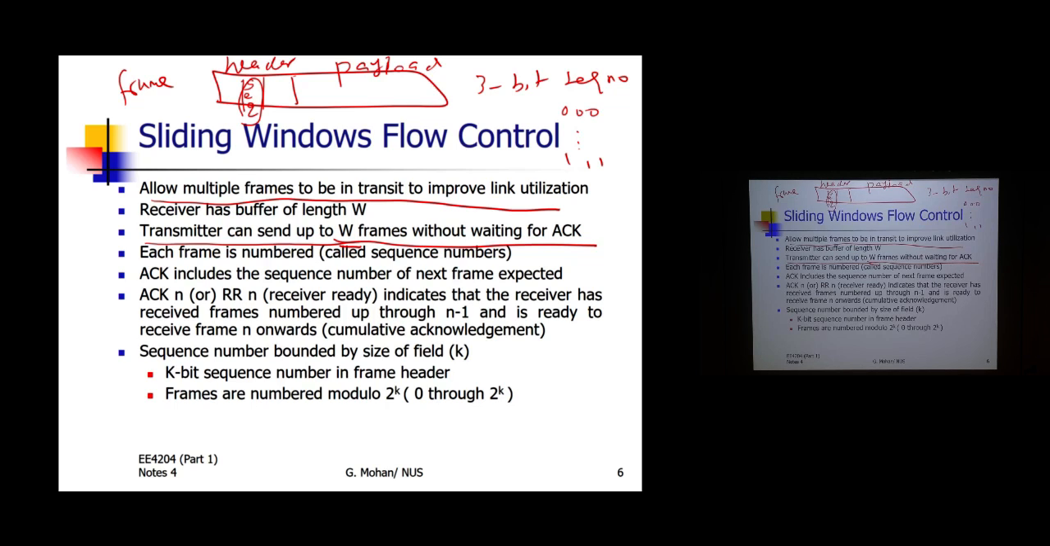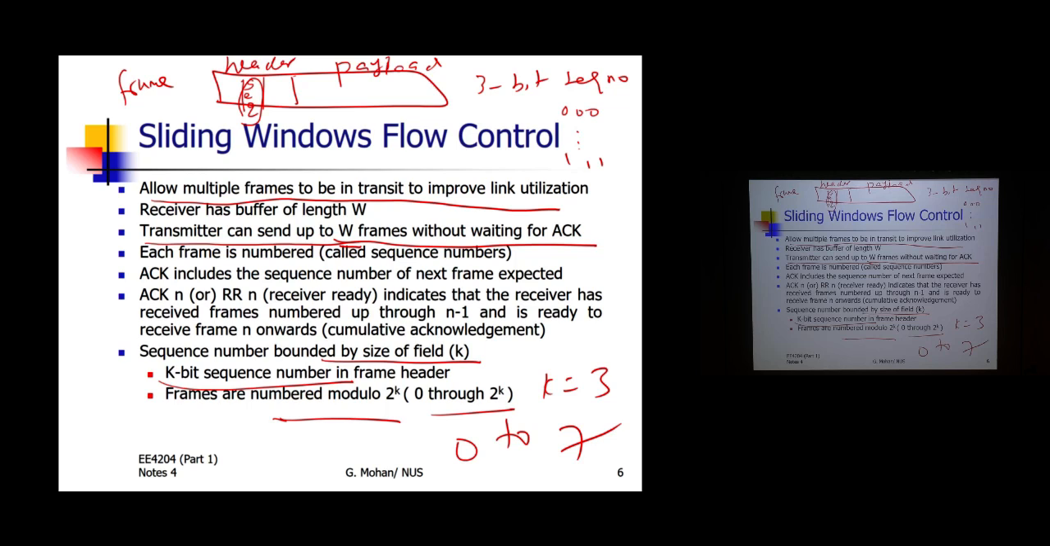Is it clear? That's what is written here. The sequence number is bound by a k-bit field. That is a k-bit sequence number, which is sent as a part of the header in the frame. They are numbered modulo 2^k. That means 0 through 2^k minus 1. So if k is 3, it is 0 to 7. Is that fine? So when the receiver acknowledges, it has to tell which frame it is acknowledging.